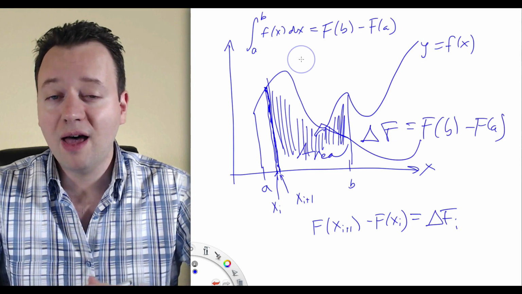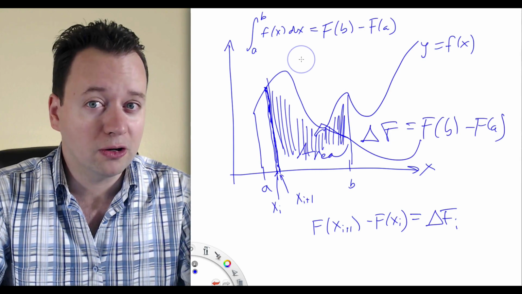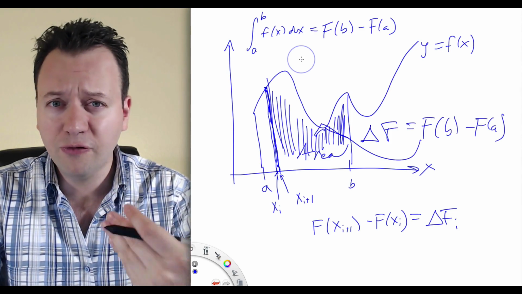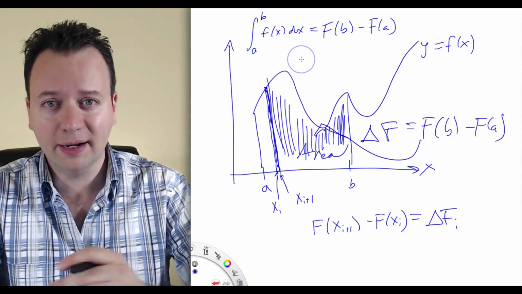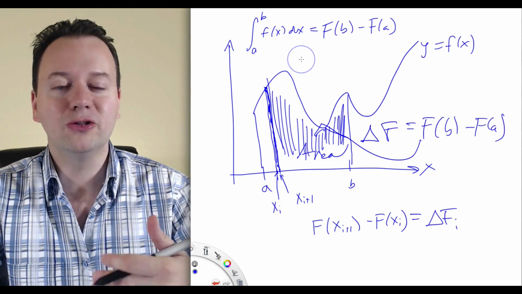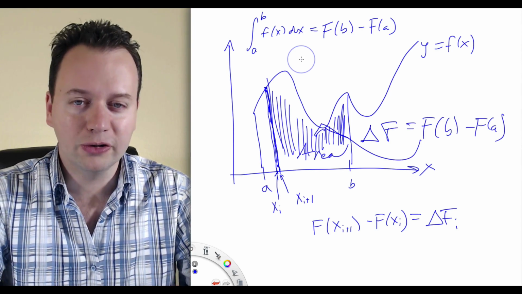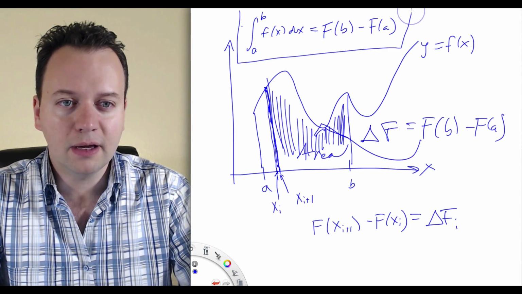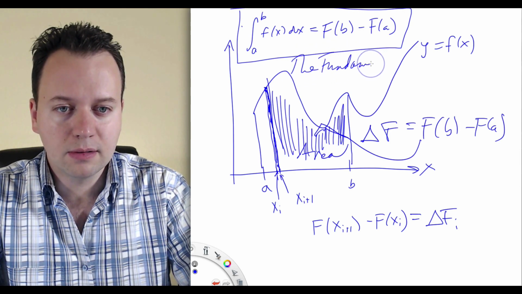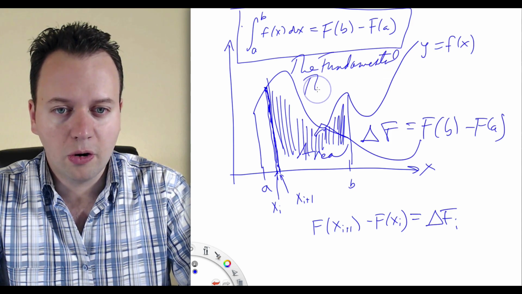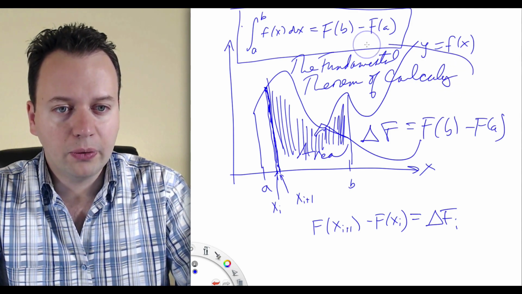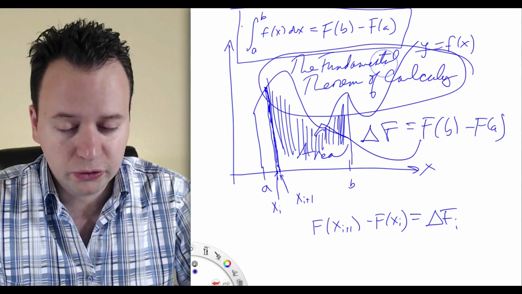And moreover, if that function represents the rate of change of another function, we can compute the total change in that other function. So if I'm burning fuel at a given rate, if I'm launching a rocket into space, and I integrate my rate of burning fuel, I get the total amount of fuel that I've burned, and so forth. So this equation is called the fundamental theorem of calculus.